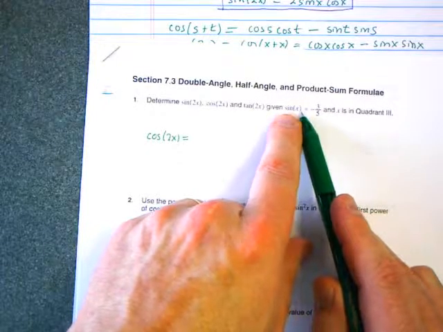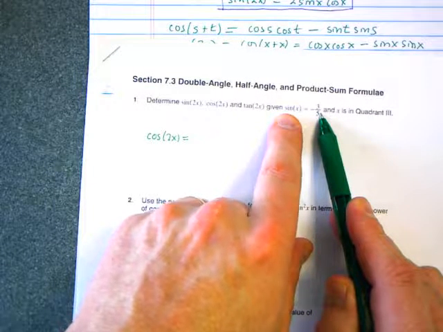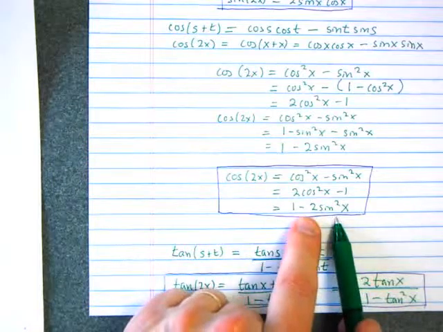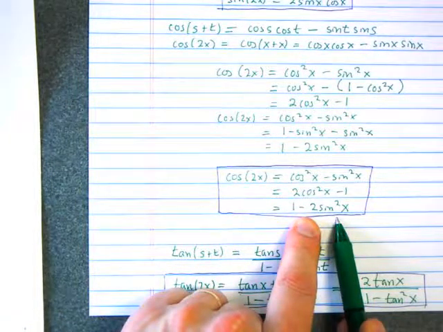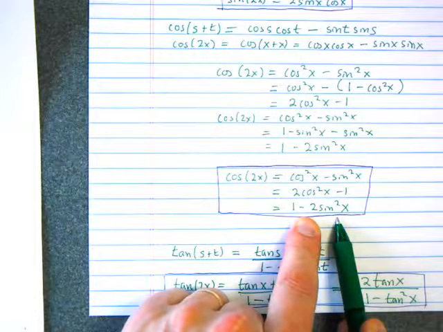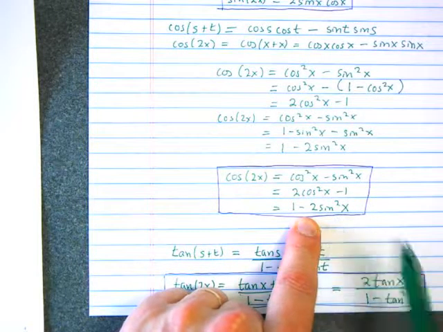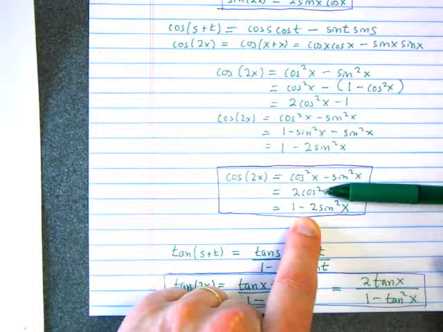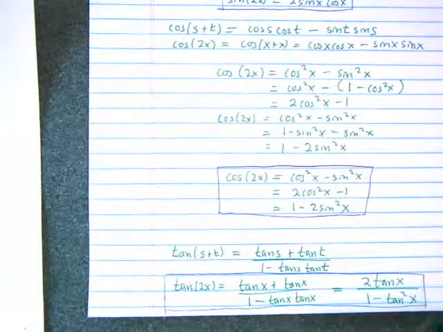Because what I know is I know sine. I know sine of x is minus 3/5. So formula C only uses sine of x. So to find cosine of 2x, in this case, I would use C. If I happened to know cosine, then I would have used B. But because of what I know, I'm going to use C.